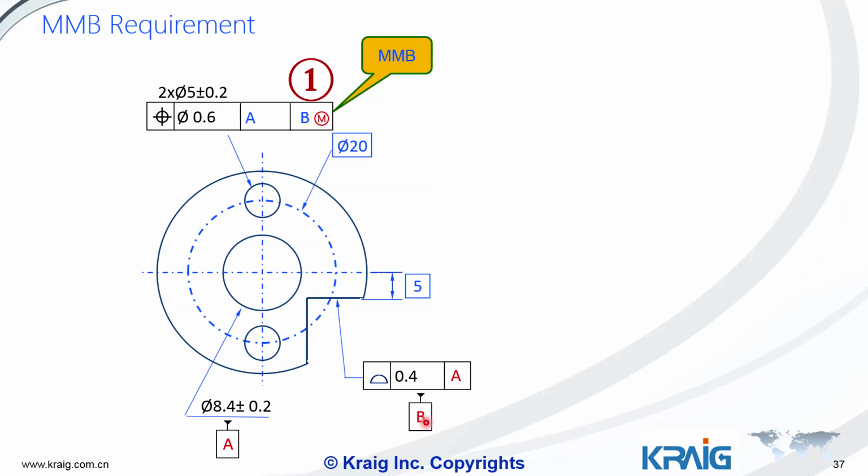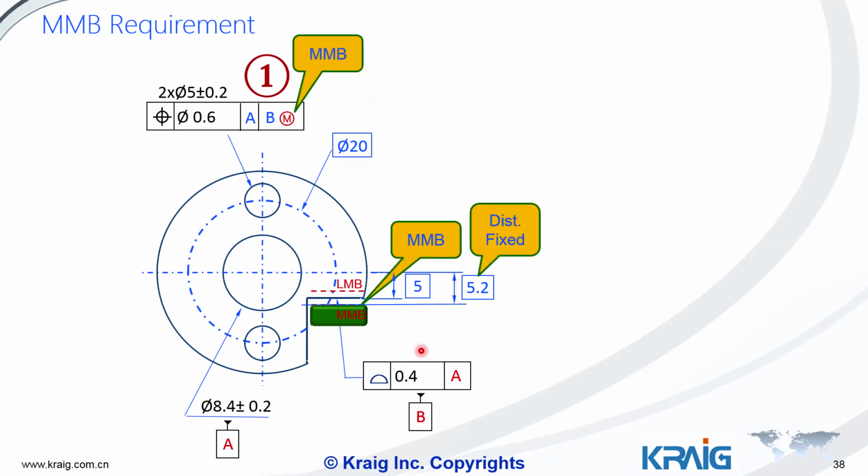If datum B is a surface and there's a profile tolerance 0.4 reference to A. Again, A is a center hole. So we know that based on this TD, the maximum and the minimum boundary will be like this. Phi plus 0.2, we get maximum material boundary is here. If you minus 0.2, this dashed line is the LMB, least material boundary.